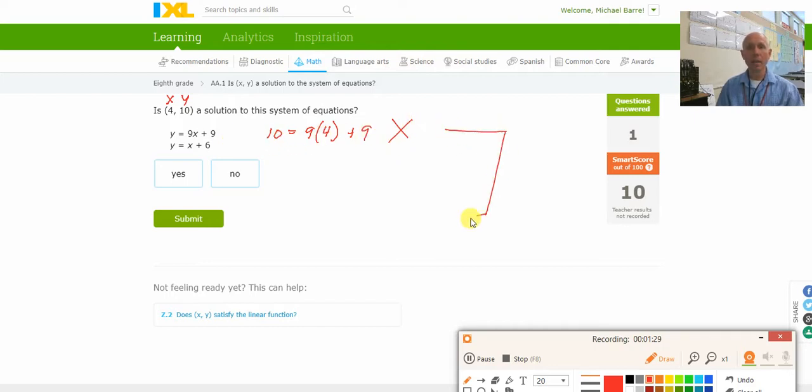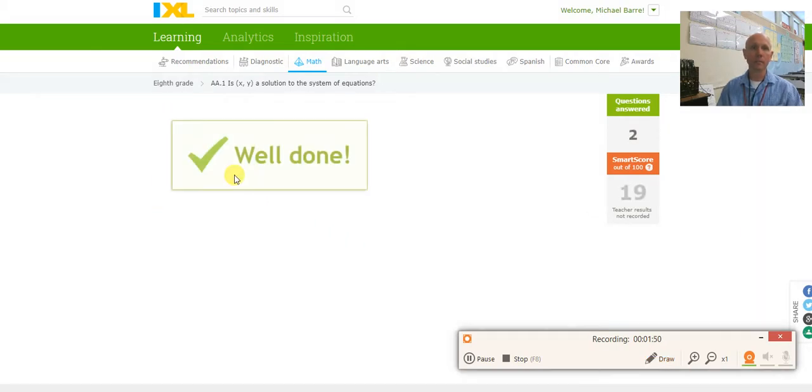And my analogy for this is a door with 2 locks. In order for you to be able to get in the door, it has to work in both locks. So as soon as one of the locks doesn't work, I can just stop. So same thing with the system, it has to work in both equations. So is this a solution? No, it's not a solution.